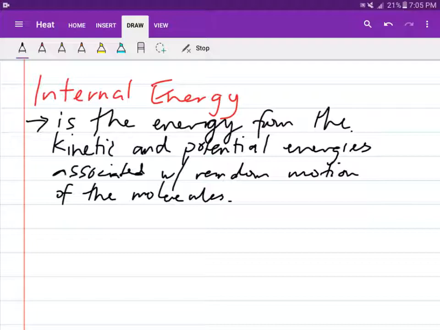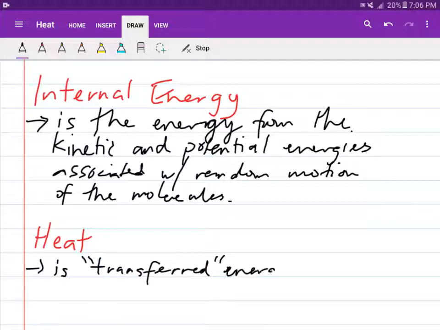So next we define a quantity called heat. So heat is transferred energy. Take note, transferred energy. And it is symbolized by Q.